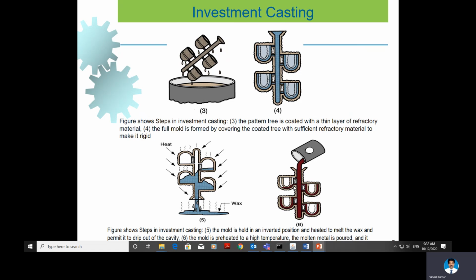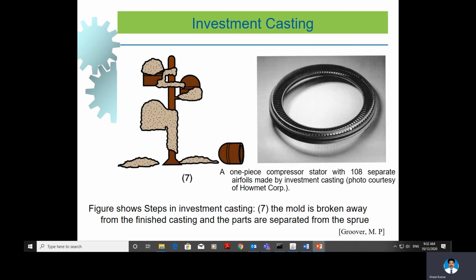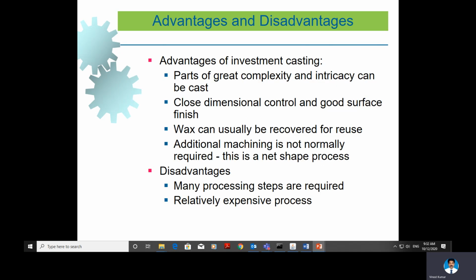You can produce several products using this. You can see here one example, a compressor stator. This is a compressor stator with more than 100 separate airfoils made by investment casting. So you can see how complicated and intricate parts can be produced by investment casting. This is the advantage of investment casting: parts of great complexity and intricacy can be produced.